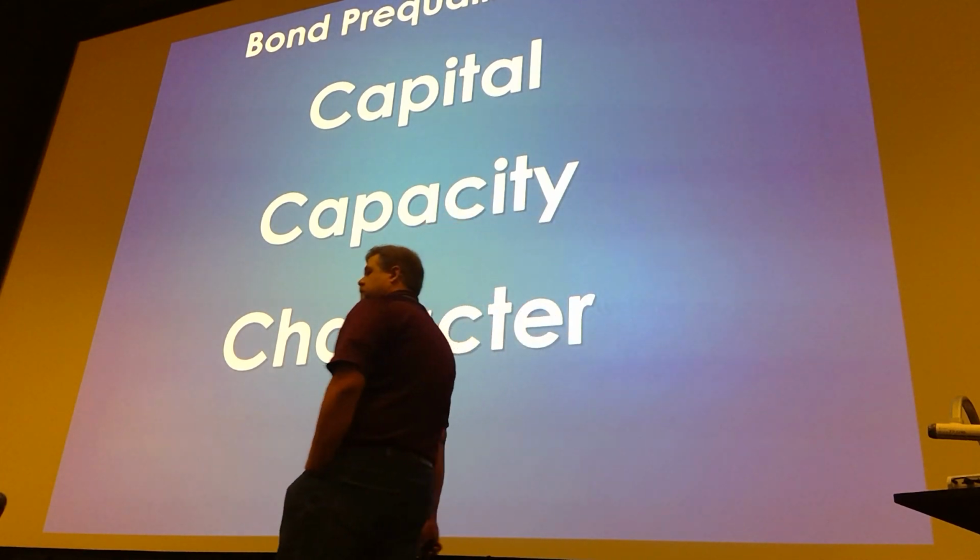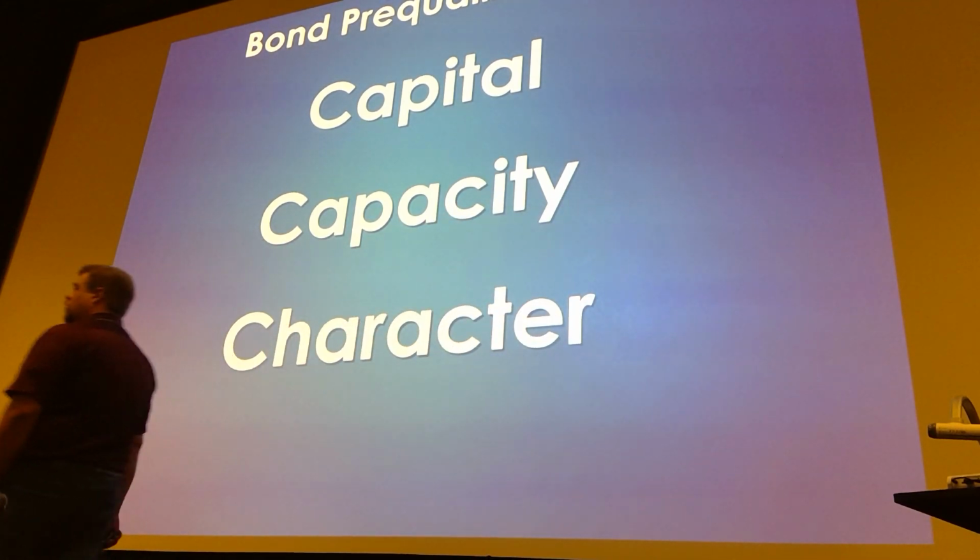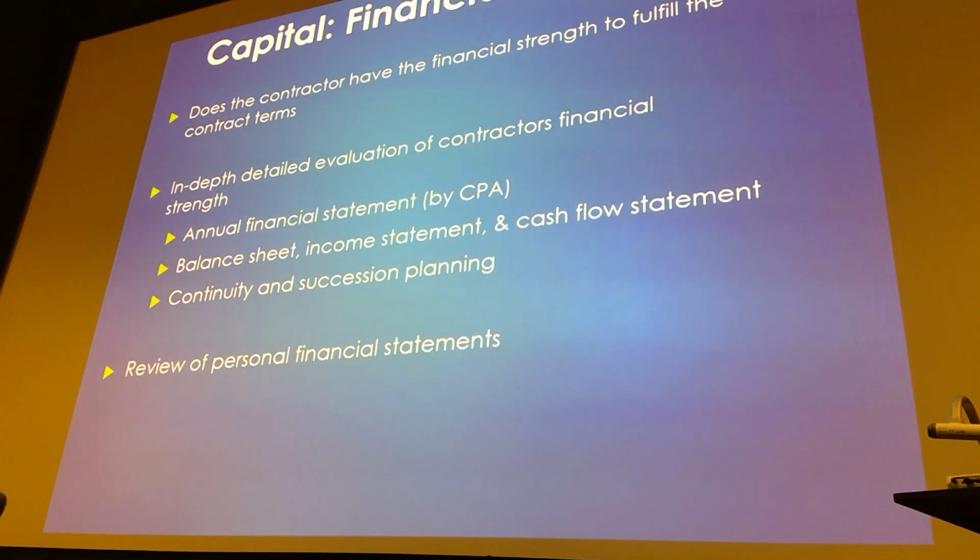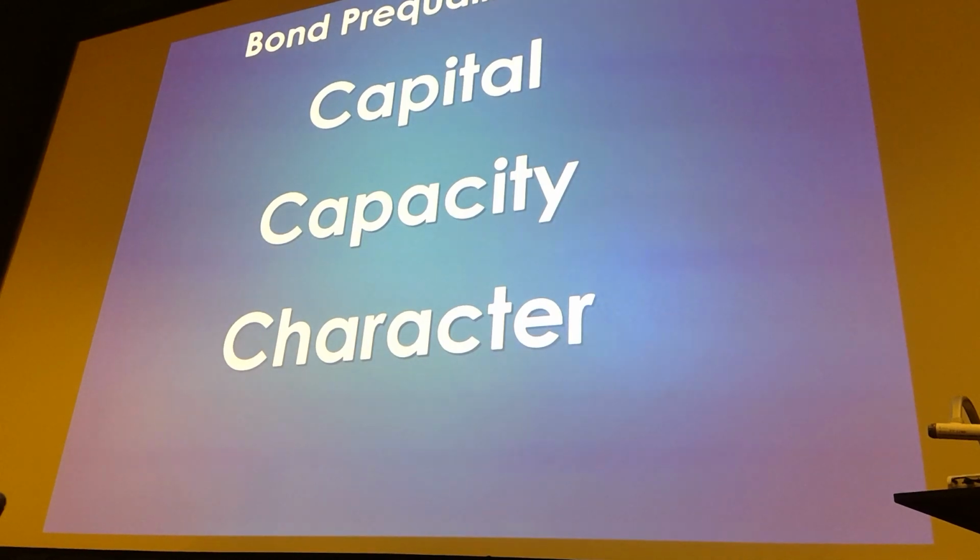Capital, capacity, and character, these are the things that a bonding company is looking for when they're pre-qualifying you. So we've got a few slides talking about these. What was the third one? Character.